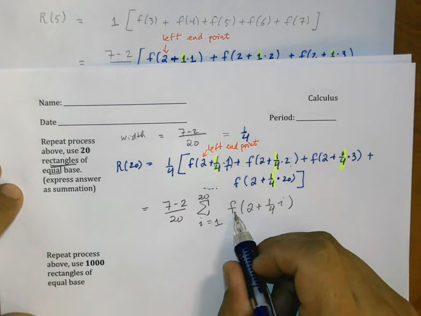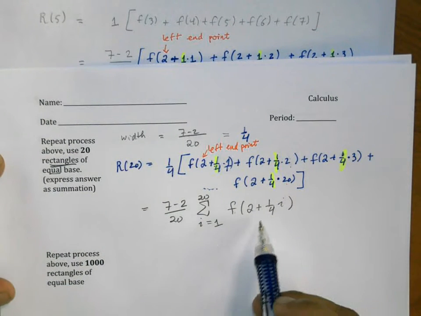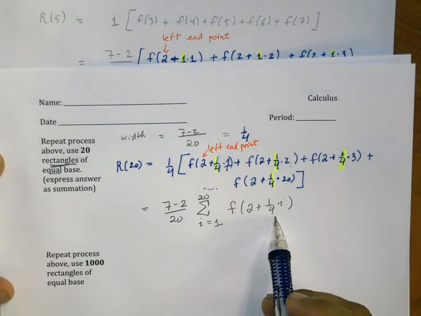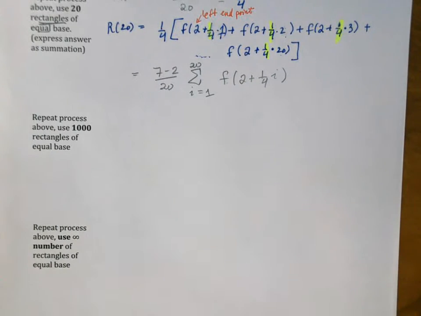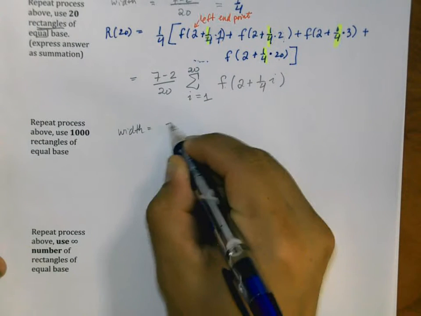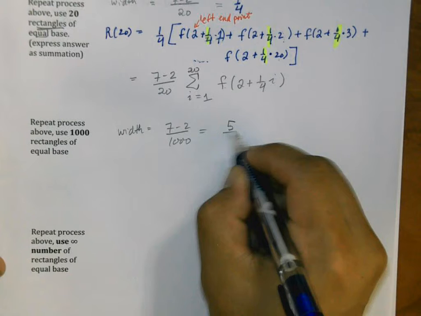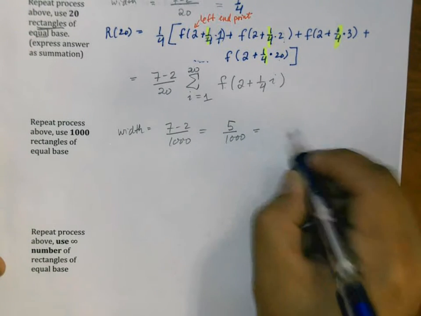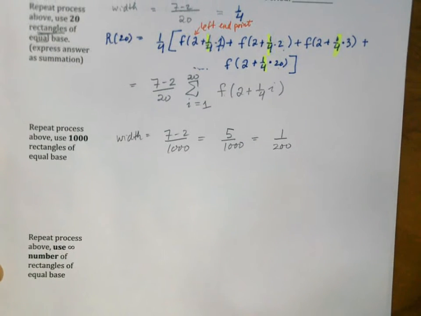So we're going to be able to write this answer as a summation. And again, f is x squared, and I'm not really worried about that at this point. I'm just more worried about being able to express things in summation notation. Okay. So if we take it one more step further, this is a bit of overkill now, but hopefully we can figure out that the width is going to be 7 minus 2 over 1,000. So that's 5 over 1,000, or 1 over 200. Okay.